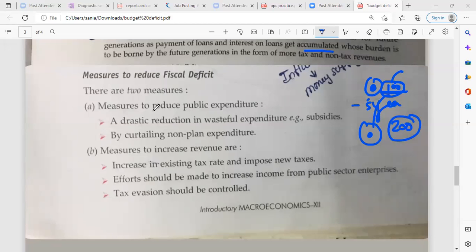So basically two things are there: reduce public expenditure or increase revenue. How will I reduce? I will stop giving subsidies, or I will reduce non-plan expenditure. In order to increase revenue, I will increase the tax rate and impose new taxes. I'll try to take money from the public sectors, or I'll address tax evasion. The people who were not paying tax earlier, I was not giving any focus on that. But now I will control tax evasion so that maximum people pay their tax. Okay, quickly write it.